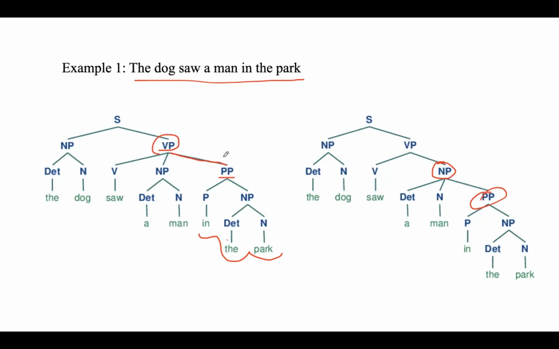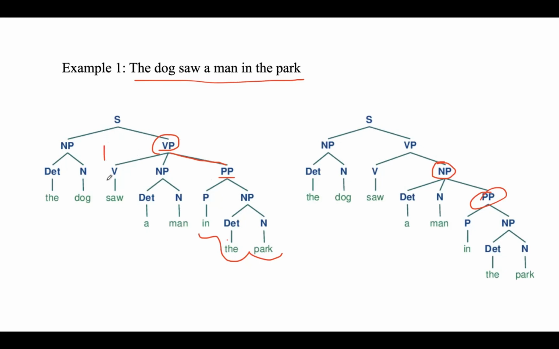In the first case, PP became a child of this verb phrase, whereas in the second case, it became a child of the noun phrase. Because of this, the scenario changes, or the interpretation of the sentence changes. In the first parse tree, when PP is attached to this VP, the intended interpretation is that the seeing event happened in the park.